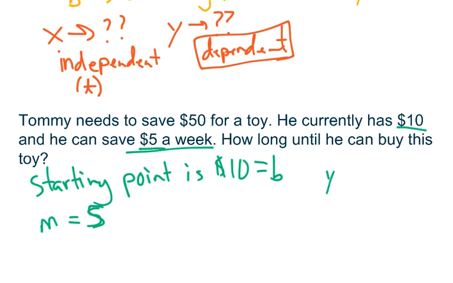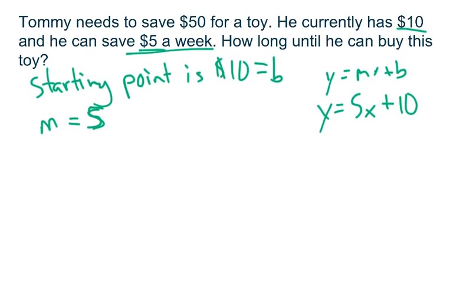We can bring it together. Y equals mx plus b. Y equals 5x plus 10. Now, we also have to think about what do x and y represent in this problem. X, like I said, is usually time. So this is going to be weeks.